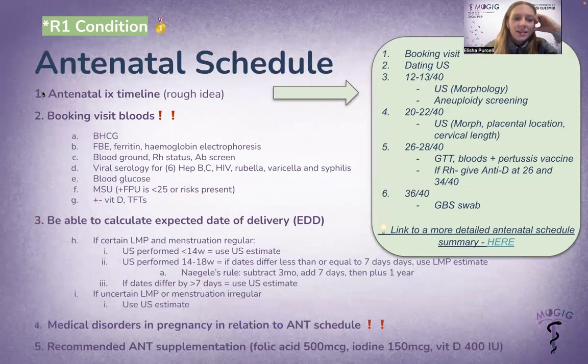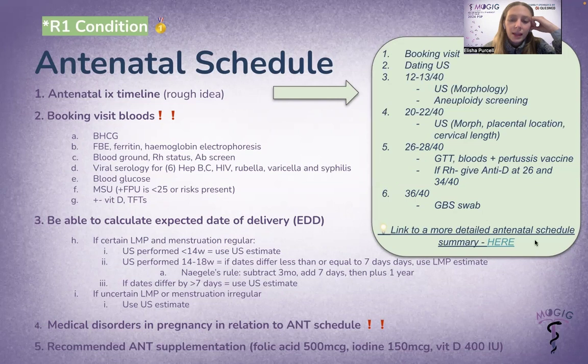The main thing with this antenatal investigation timeline is that you have a rough idea. You don't need to know what happens every single week, but things like having a booking visit, then you do your dating ultrasound, your 12 to 13 week scan. What does that involve? It's the morphology scan. When do you do your aneuploidy screening? What happens at your 20-week scan? And then 26 to 28 weeks gestation, it's important to know these key things happen then. And then at 36 weeks, your GBS swab.